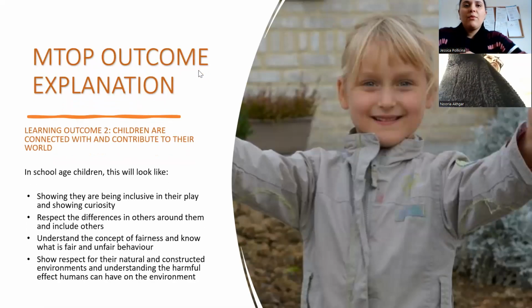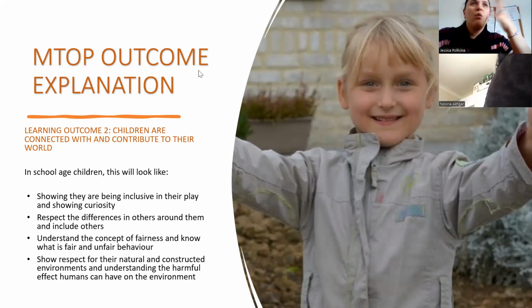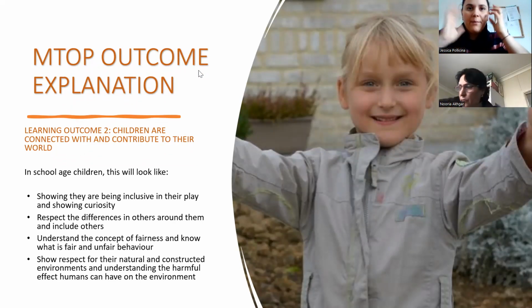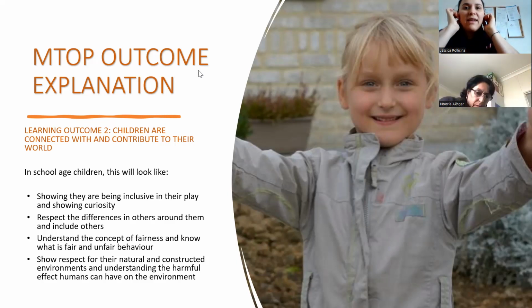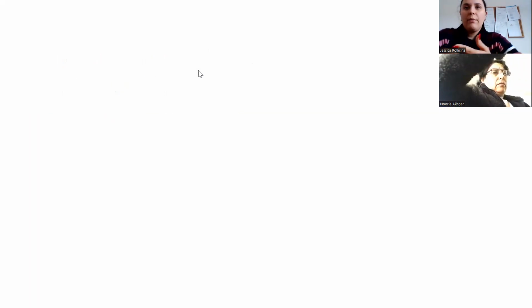Okay, so learning outcome 2, in school age children, this will look like showing that they are being inclusive in their play, showing curiosity, respecting the difference in others around them, including others in their play, understanding the concept of fairness and actually knowing what's fair and unfair behavior. Showing respect for their natural and constructed environments and understanding the harmful effects that humans can also have on the environment.